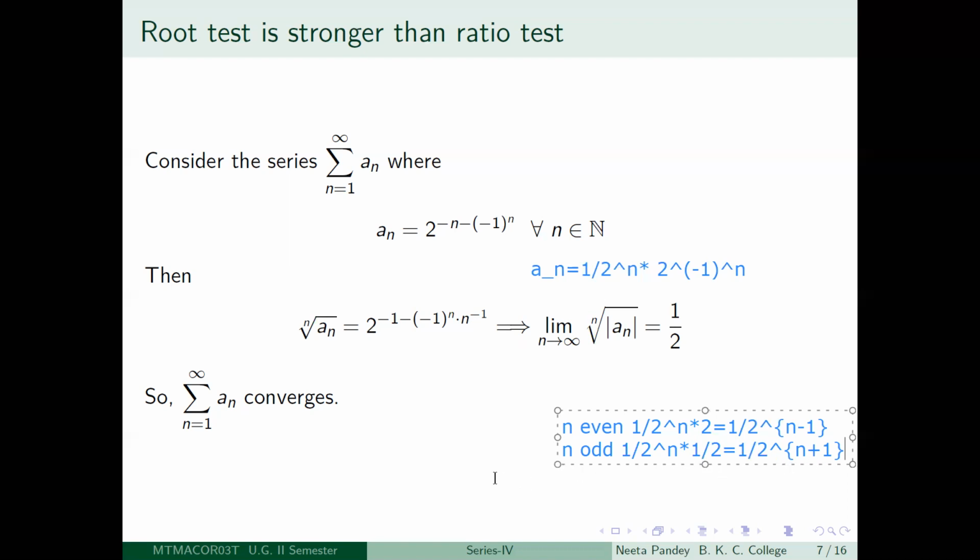So if you are just looking at the nth root of an, what will it become? It will become 1 by 2 to the power n minus 1 divided by n here, and here it will become 1 by 2 to the power n plus 1 by n. So n minus 1 divided by n, this will converge. I want to draw an arrow. Is it possible?